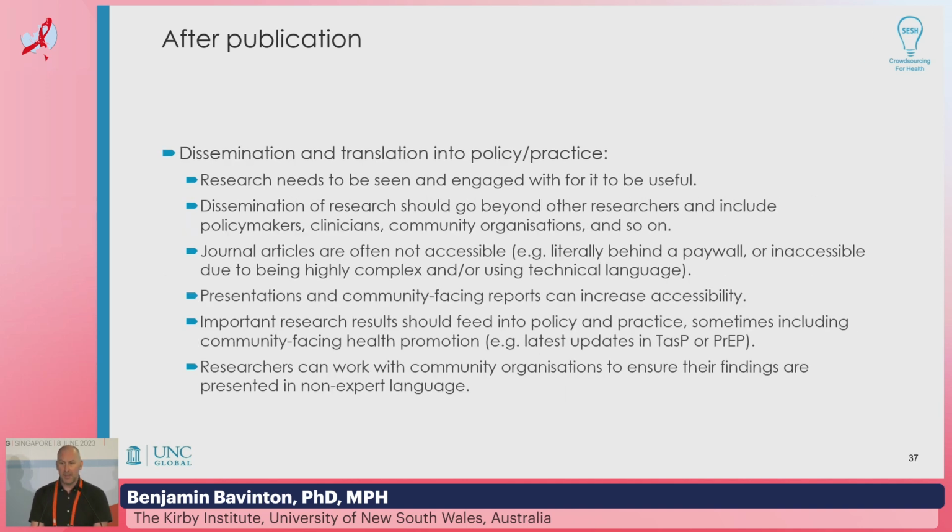After publication, it's really important to disseminate research for it to be used in policy and practice. A lot of research just gets put up on an academic journal behind a paywall. It's hardly read by anybody, it's hardly cited by anybody. And so it's really important for research to be seen so that it can be engaged with and used. Dissemination of research should go beyond other researchers and include policymakers, clinicians, community organisations and community members. As I said, journal articles are often not accessible, so it's good to try to share those articles and the content within those articles in a more accessible way for community members and community organisations.